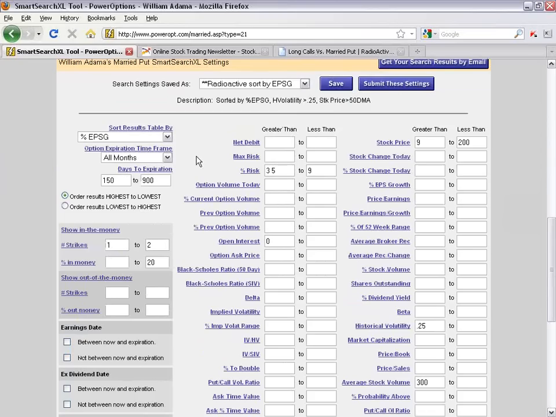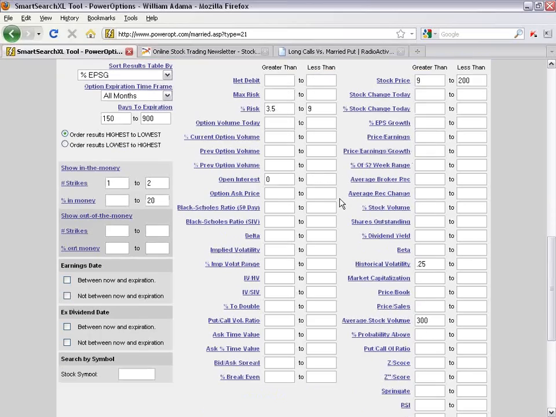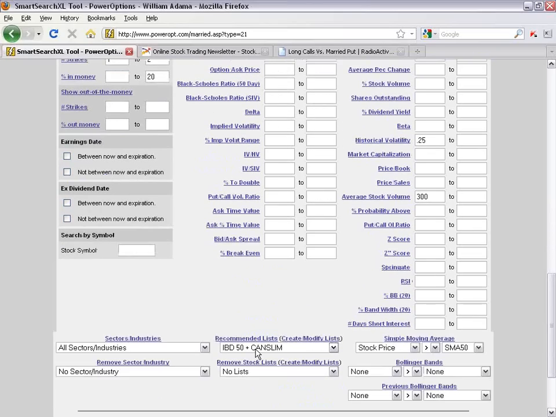Now, these settings here: days to expiration, at least 150 days, to 900 days out in time. We're restricting it to not go more than 20% in the money. Why? We're going to show that in just a second. And the percentage at risk, we're looking at 3.5 to 9%. Kurt prefers to use the IBD 50 and CANSLIM, and we're looking for stocks in an uptrend.